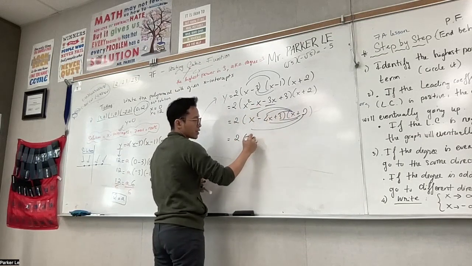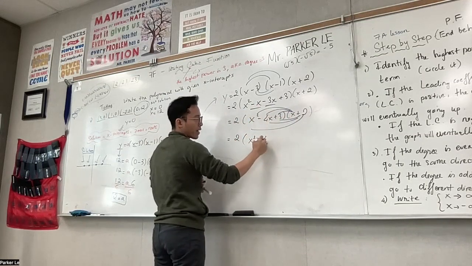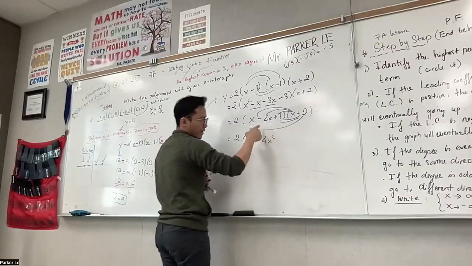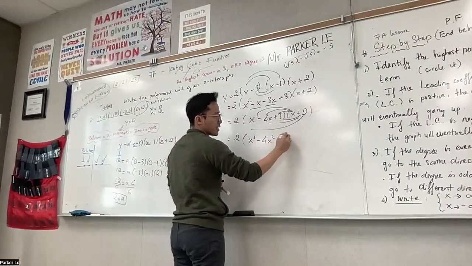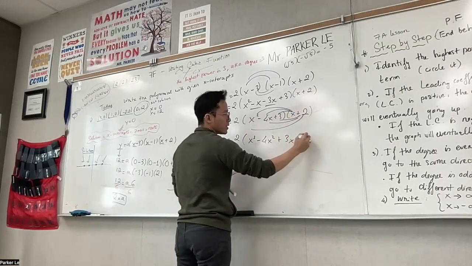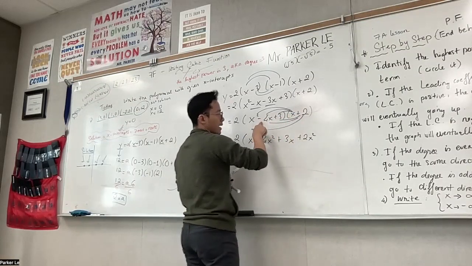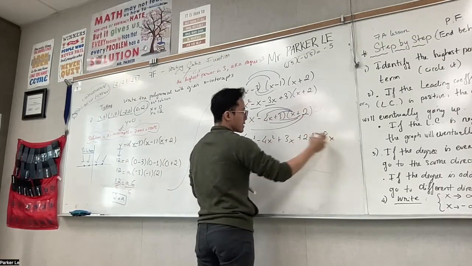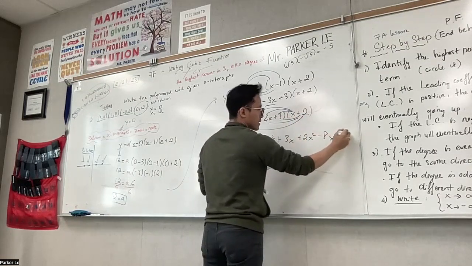x times x squared is x cubed. x times -4x is -4x squared, and then x times 3 is 3x. Next one I have 2. So 2 times x squared is 2x squared. 2 times -4x is -8x. 2 times 3 is 6.